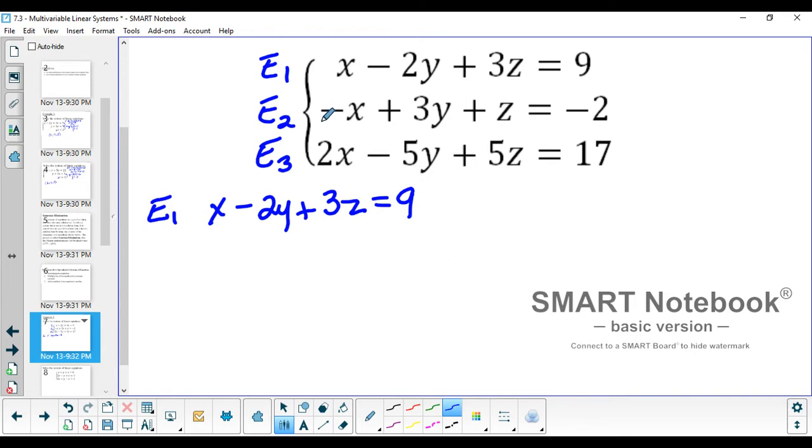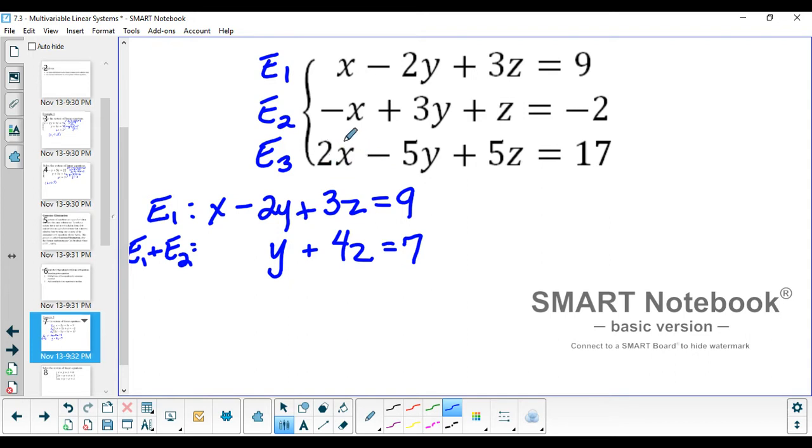Now I want this to be a 0. One of the things that we're allowed to do is add rows or add equations together. So to get this to be a 0x, I can simply add equation 1 plus equation 2. When I do that, negative x plus x gives me 0x, which is what I want. Negative 2y plus 3y gives me 1y. 3z plus z gives me plus 4z. And 9 plus negative 2 gives me 7.